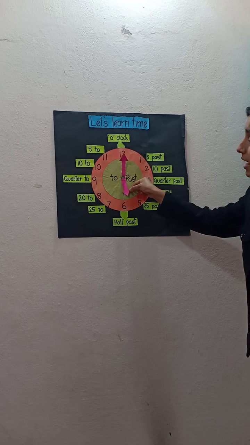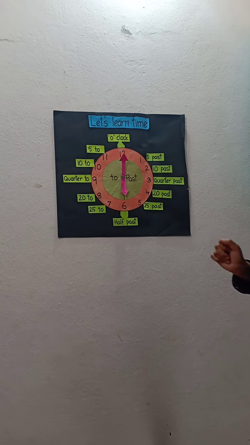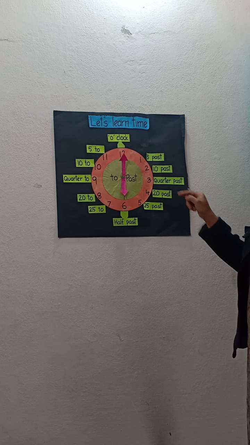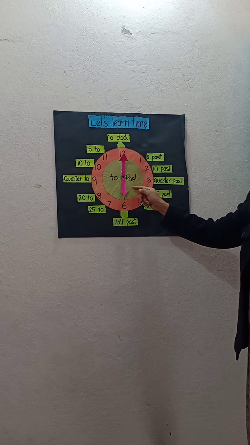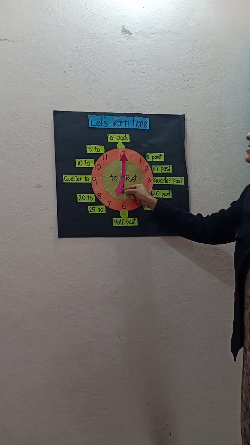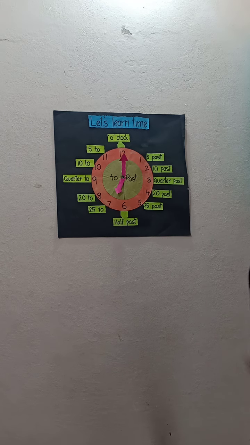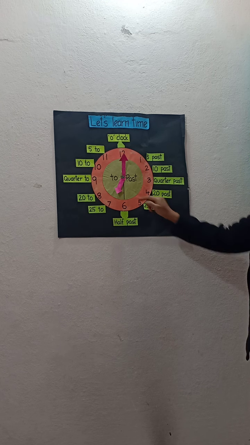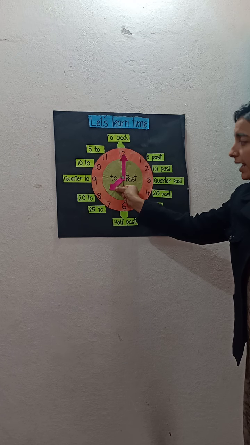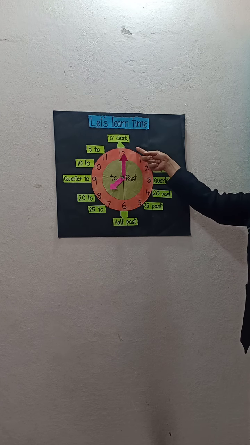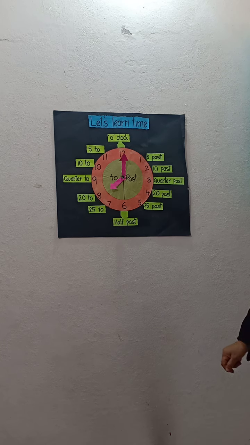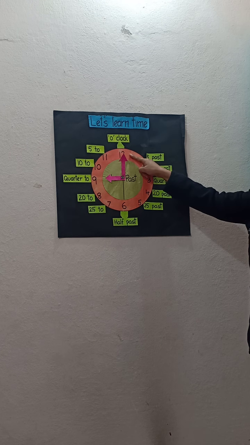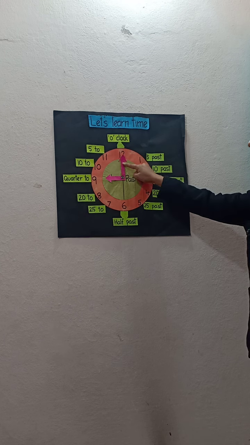Now, if the short hand is on 6, what will the time be? The time will be 6:00. It means the time is 6. Now, suppose the short hand is on 7 and the long hand is on 12, what will the time be? The time will be 7:00. Suppose the short hand is on 8 and the long hand is on 12, the time will be 8:00. Likewise, if the short hand is on 9 and the long hand is on 12, the time will be 9:00.